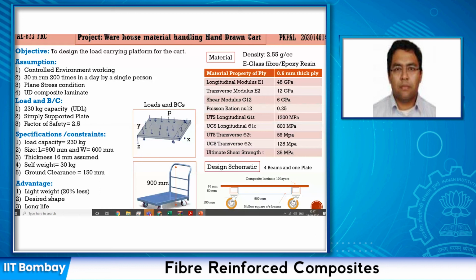The advantage will be it will be lightweight, 20% less. You can have any desired shape. It will have a long life. And the last one, because of the ergonomic consideration, it is easy to pull, and you can even roll it down so that you can easily store it. That's from my side. Thank you very much.